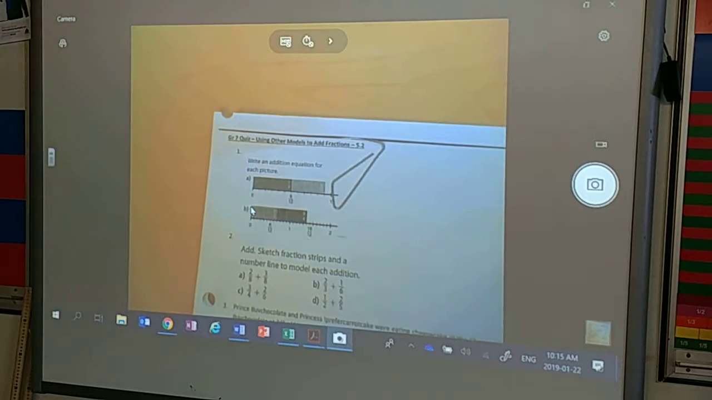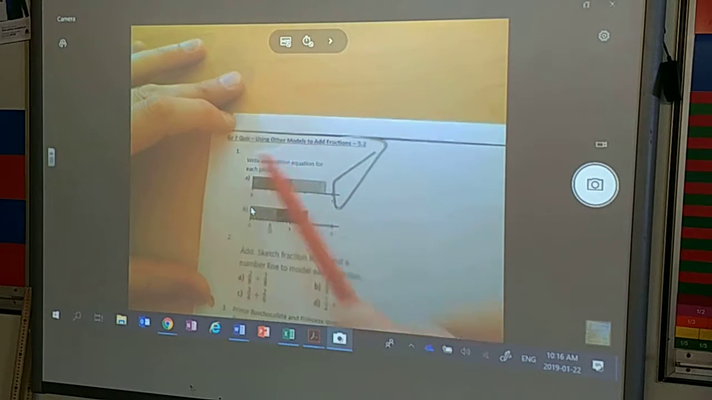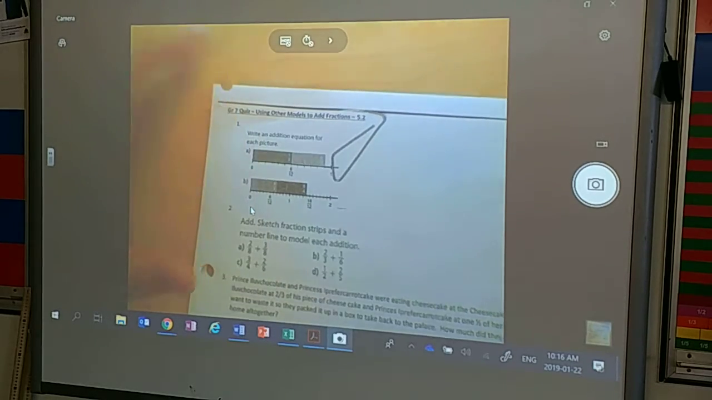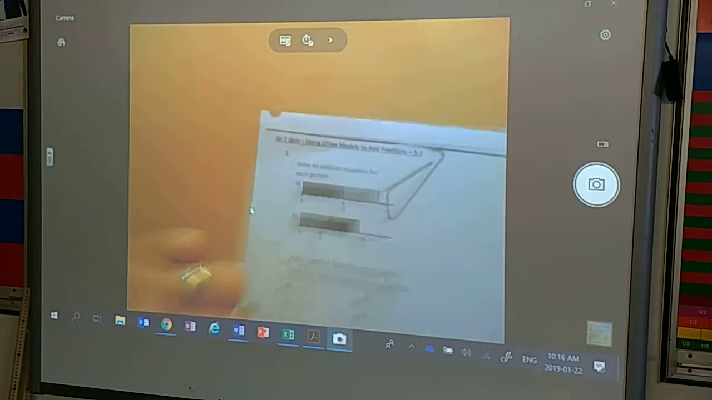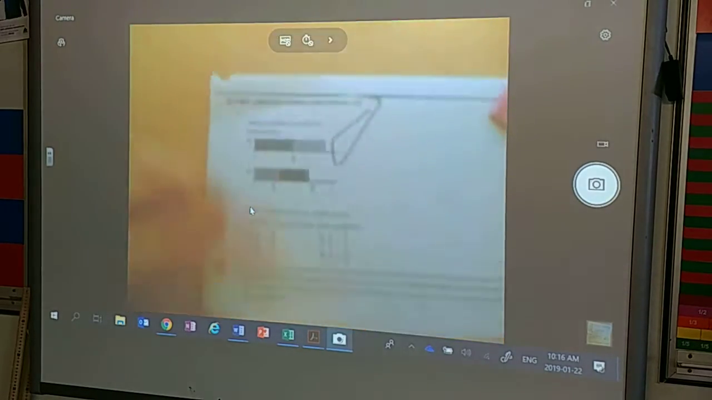So today we're going to look at adding fractions. This is a quiz that you had earlier this year for adding fractions. And we're going to go over it in the video, and then you have the assigned stuff in the textbook. So this is write an addition equation for each picture. First, I'd like to illustrate this one. We're going to take this as 1/2 plus 5/12.